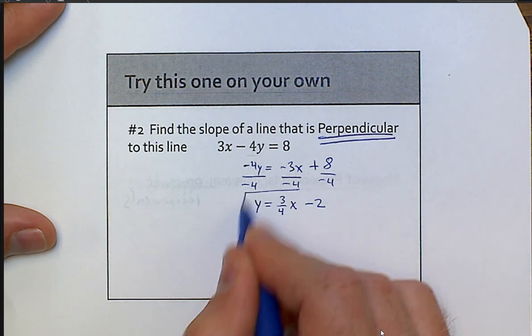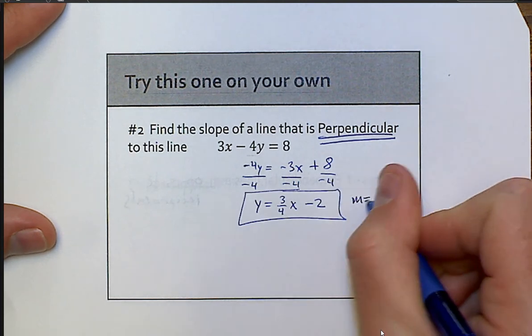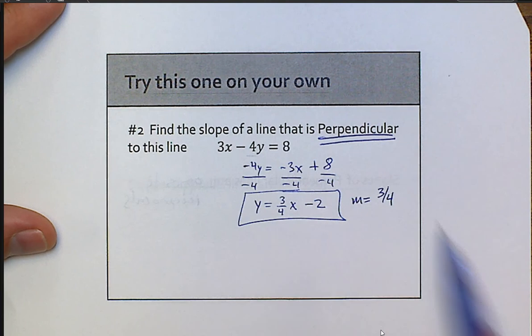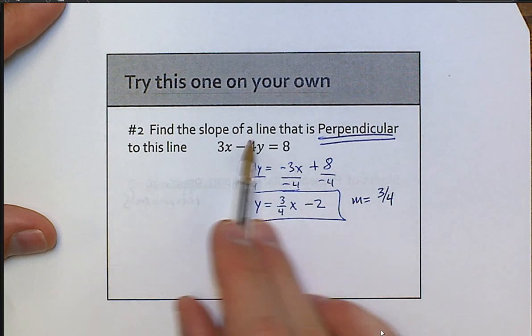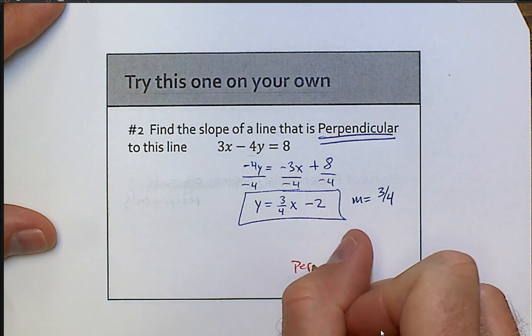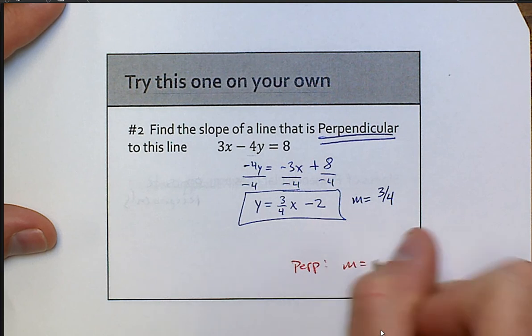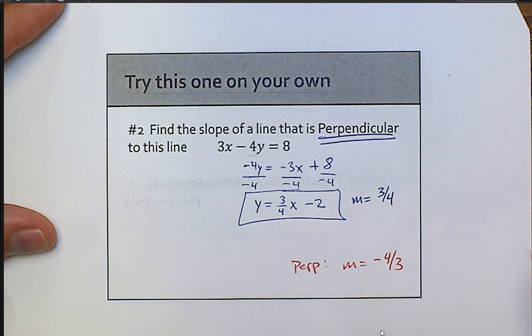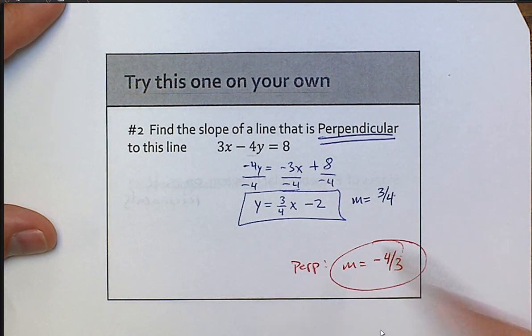Now, my slope, I'm just going to identify it off to the side. I know that it's 3/4. The question says find the slope of a line that's perpendicular. So if I wanted a perpendicular line, the slope of that perpendicular line would have to be -4/3, because it has to be an opposite reciprocal of the 3/4. So that would be my answer to question 2.